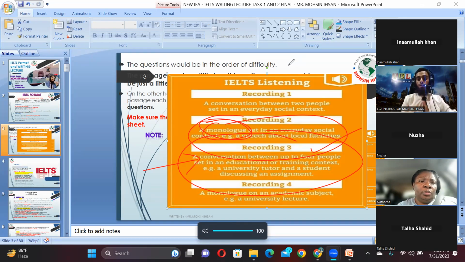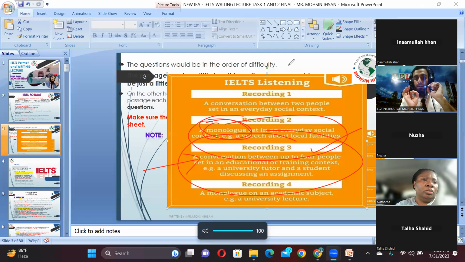Okay, now in section number 3, the discussion would be among 2 or 4 participants. How many? 2. They can be 3 in number. They can be 4 in number. They would discuss any educational topic, any academic related topic. The vocabulary would be okay.